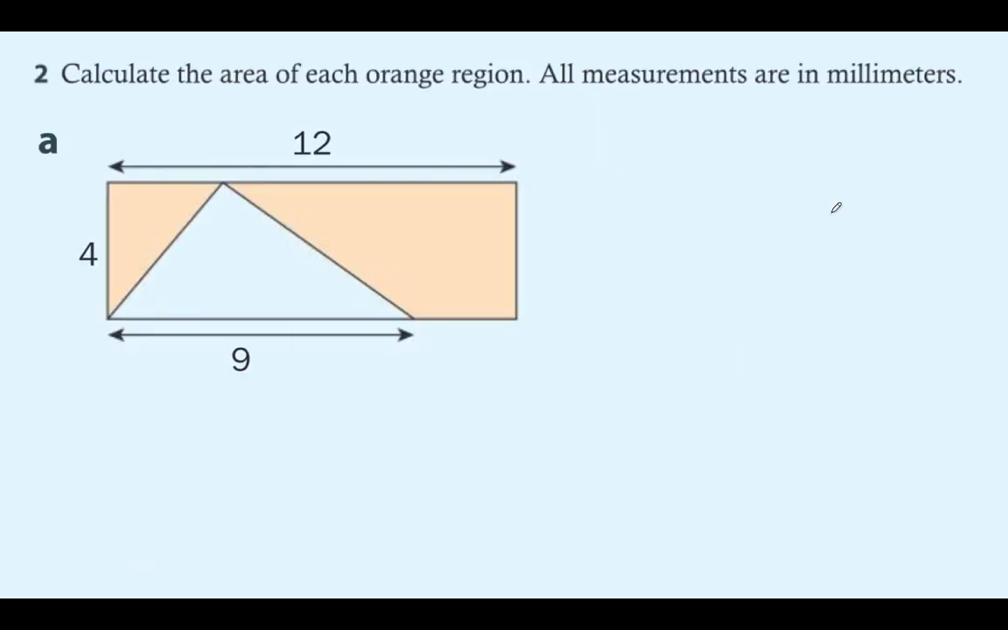Question number 2. In this question we have to find the area of the orange region, or in other words we can say we have to find the area of the shaded region. This is the unshaded region and this is the shaded region. So to find the area of the shaded region, first you need to find the total area and subtract the unshaded part from there.